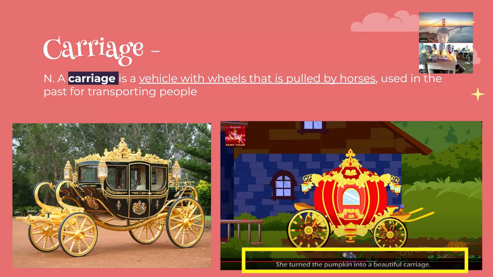And on the right here is how it's used in the story. She turned the pumpkin into a beautiful carriage. So it's describing how the fairy godmother turned the pumpkin into a carriage. So here, this is the carriage where someone can step inside the carriage and ride across with the horses.